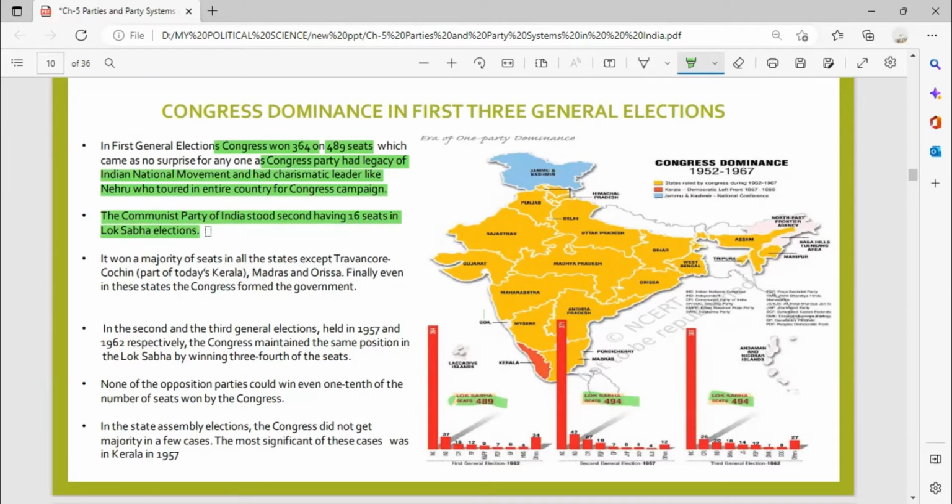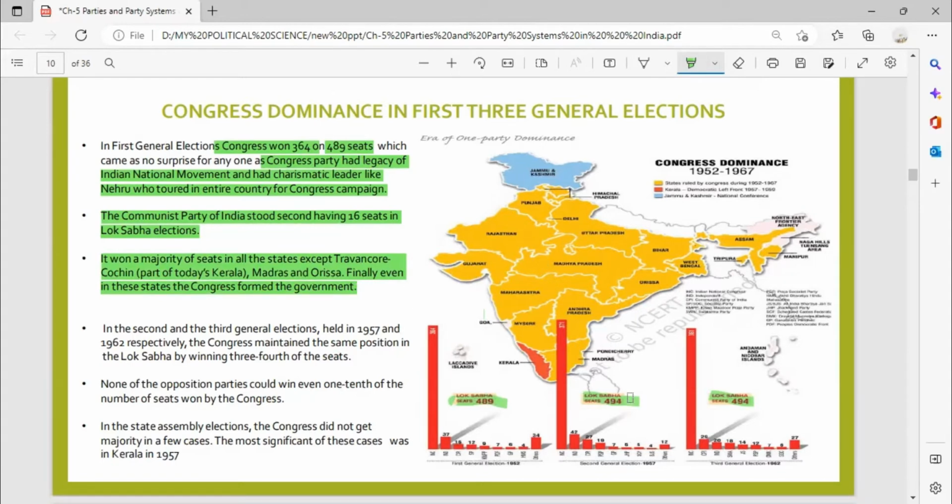It won a majority of seats in all states except Travancore-Cochin, which is part of present-day Kerala. So you may be asked which was the first state where Congress could not get a majority. Congress could not get a majority in Travancore-Cochin, which is present Kerala, Madras, and Orissa. But finally, even in all these states, the Congress was the only party that formed the government.